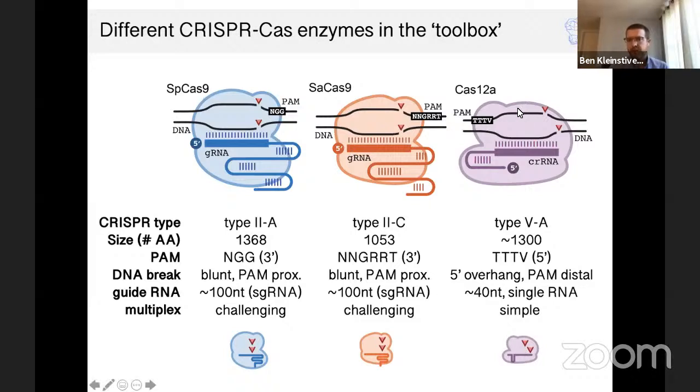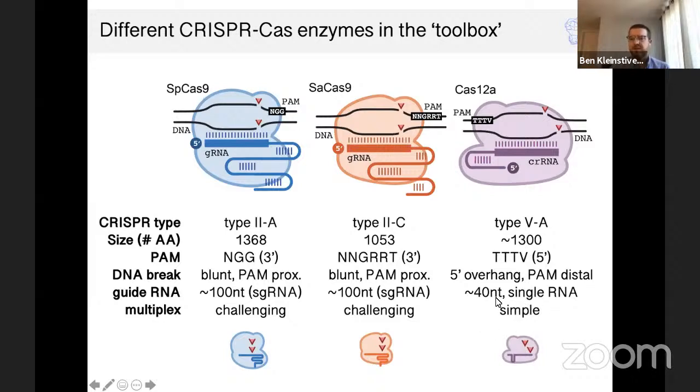They recognize a very different PAM motif on the opposite end of their spacer. So generally they recognize T-rich PAMs. They're relatively large enzymes. They leave a very different type of DNA break. So in contrast to Cas9s that mostly leave blunt DNA breaks, they leave a break with a 5' DNA overhang, which again has implications for edit outcome. They require a much shorter guide RNA, which again has advantages for synthesizing these molecules.